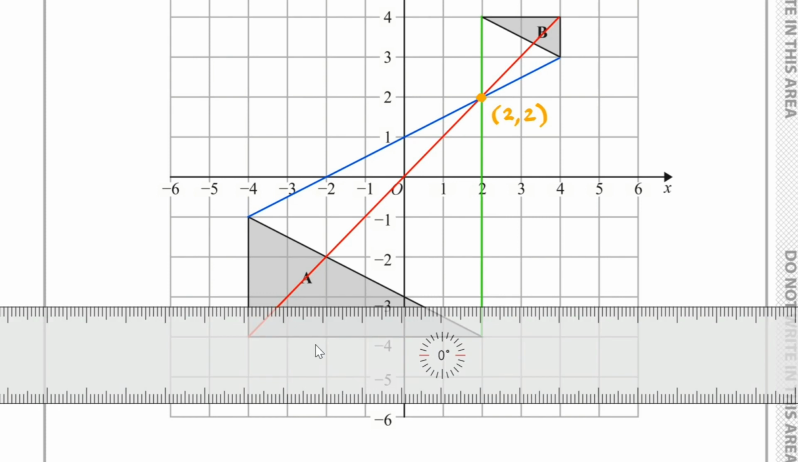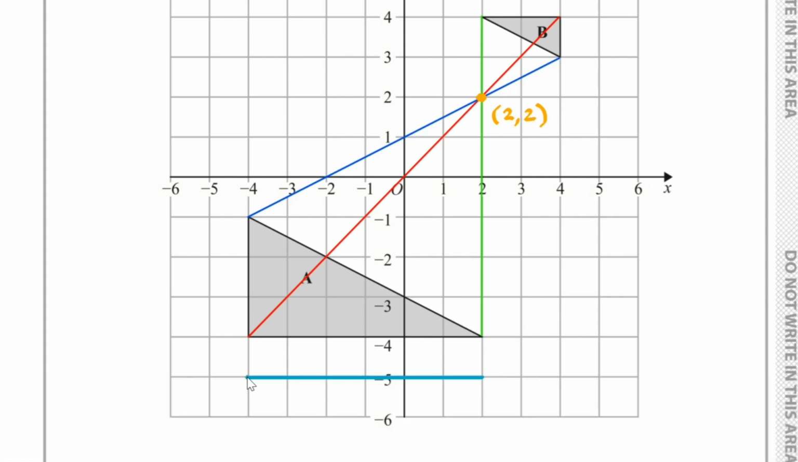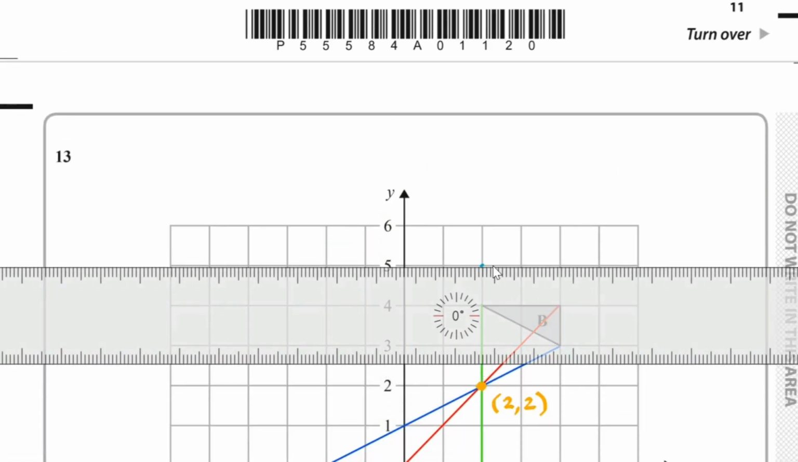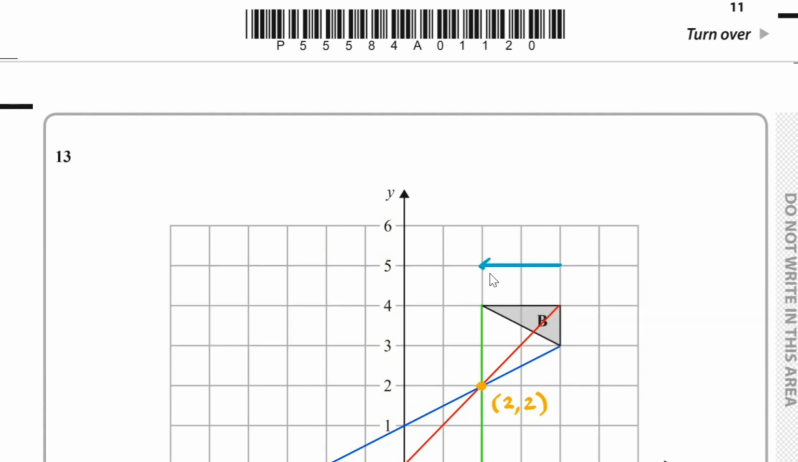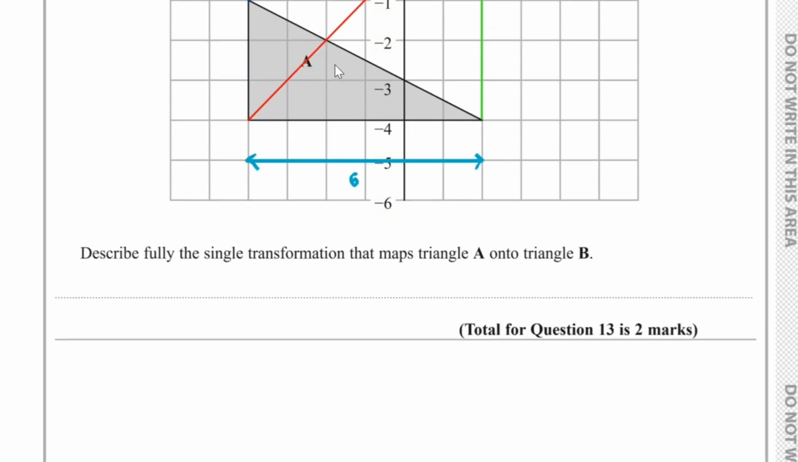So we can see this length here is 6, and the corresponding edge here is 2, and so the scale factor will be -1/3 because it's also rotating with it. And so when we come to describe fully the single transformation, we have an enlargement scale factor -1/3 with centre of enlargement 2, 2.